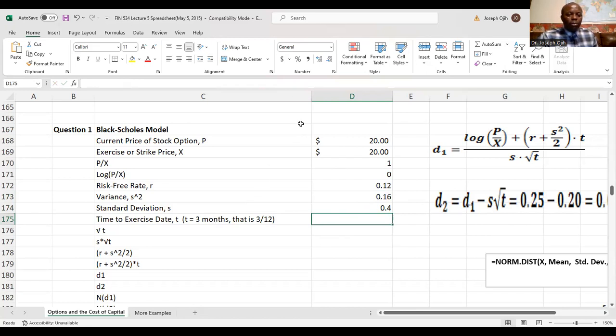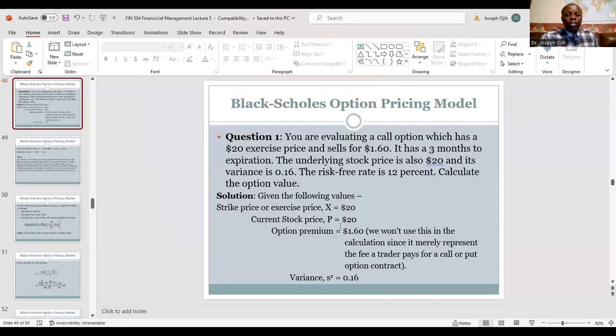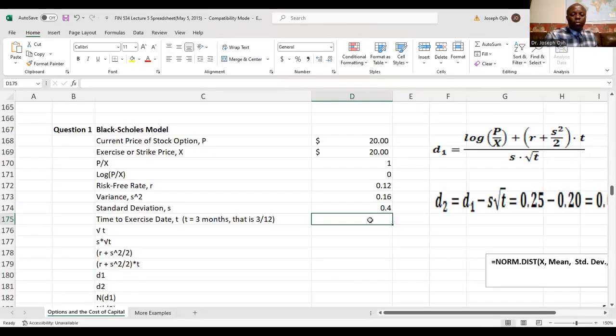Now, time to expiration, just this T. According to the question, it has 3 months to expiration. So T is 3 out of 12 months. It's going to be equals 3 divided by 12 months. Okay, 0.25. Now the square root of T, I'm going to get it here.